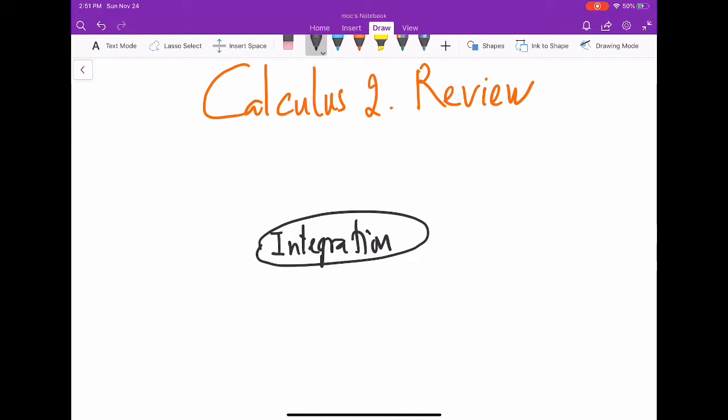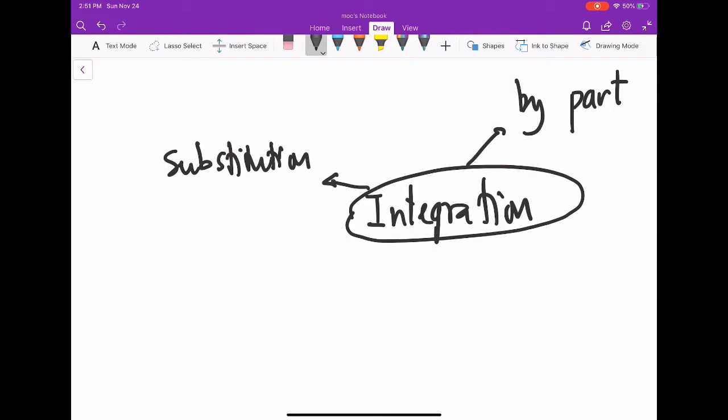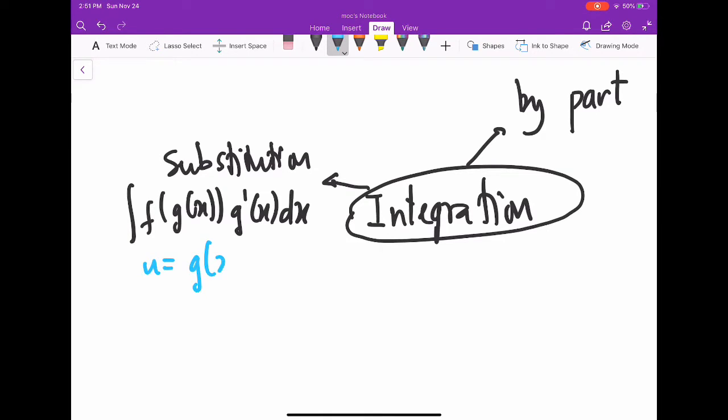We study integration by substitution and integration by parts. Okay, so what is substitution? Let's say this: when you see a composite function, f of g of x, and an integral, and then maybe something like g prime dx, basically you need to do substitution u equal to g of x.